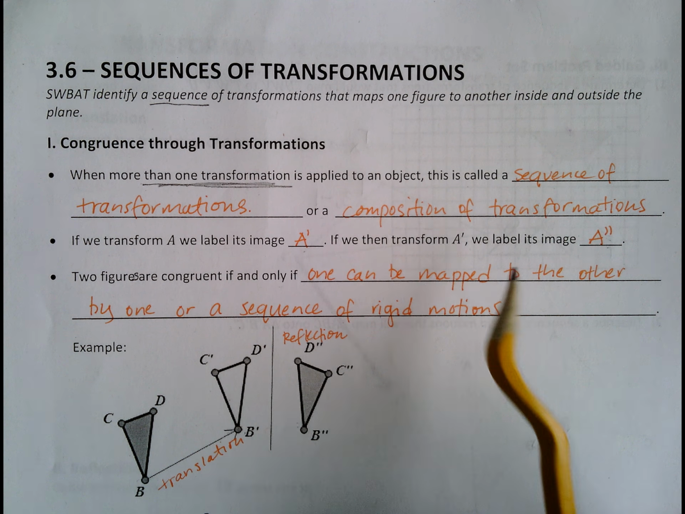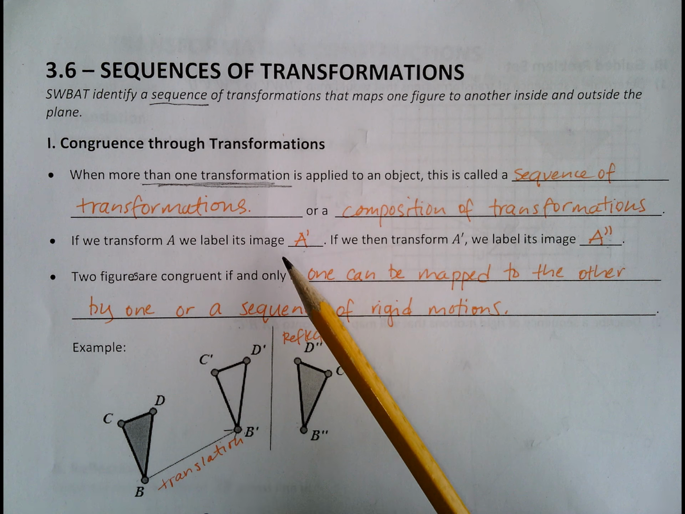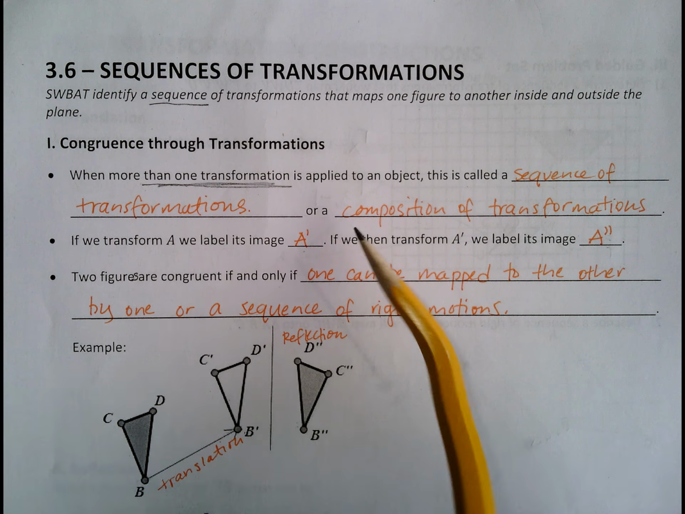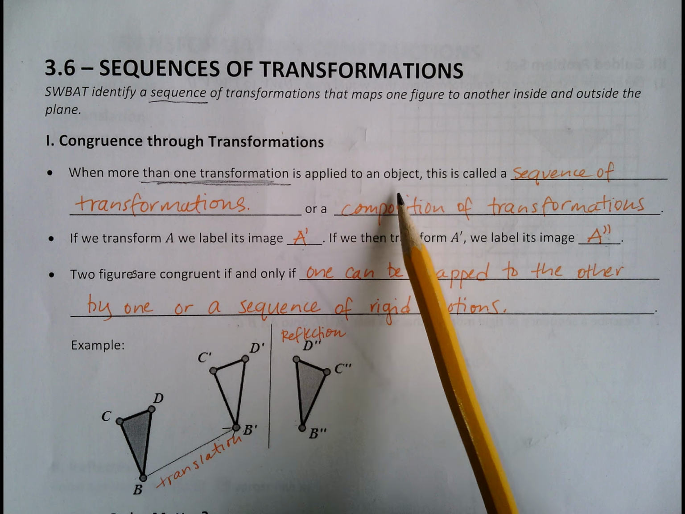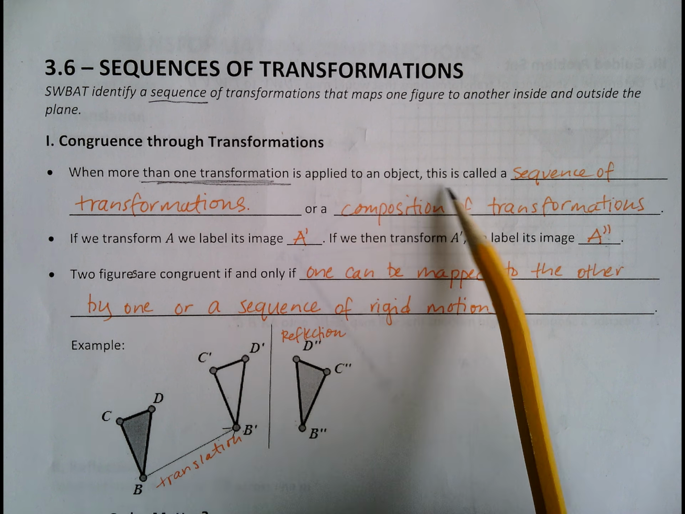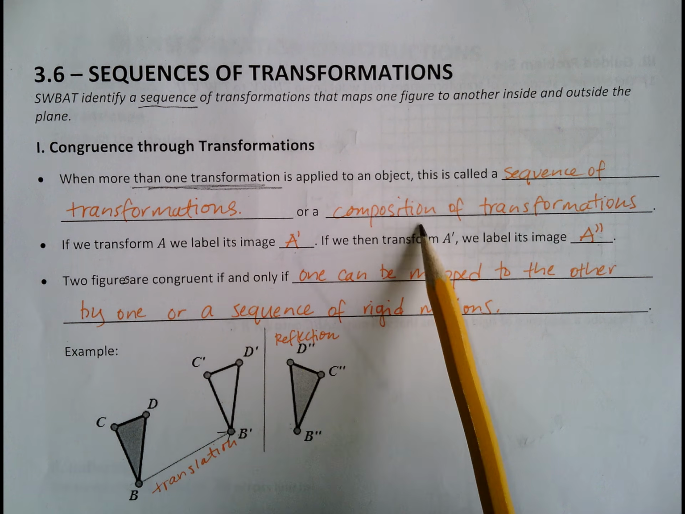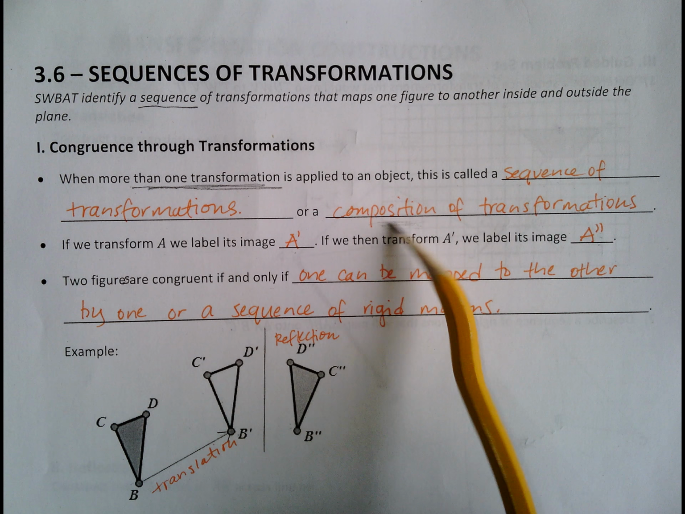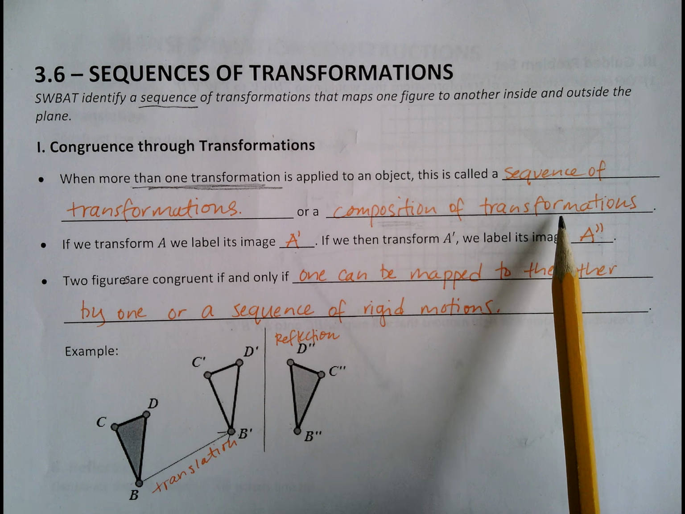And when we talk about mapping one point or one figure over another, it means that you're going to move it in such a way that they overlap. Okay? So when more than one transformation is applied to an object, that's called a sequence of transformations or a composition of transformations. And it's sometimes called composite transformations.